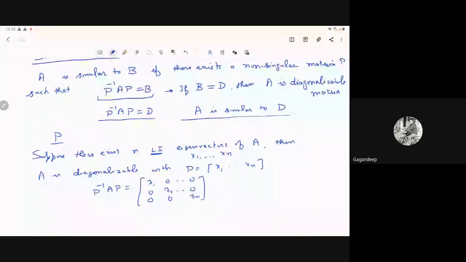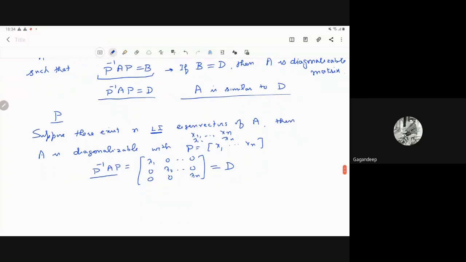I repeat this result again. Suppose there exist n linearly independent eigenvectors of A with eigenvalues lambda 1, lambda 2, ..., lambda n and eigenvectors x1 to xn. Then A is diagonalizable. How to write P? Write the column vectors of P as the eigenvectors x1 to xn. After that, we can prove that P inverse AP is nothing but this diagonal matrix. And the most interesting thing is that in this diagonalization, the diagonal matrix exactly carries the eigenvalues of A.